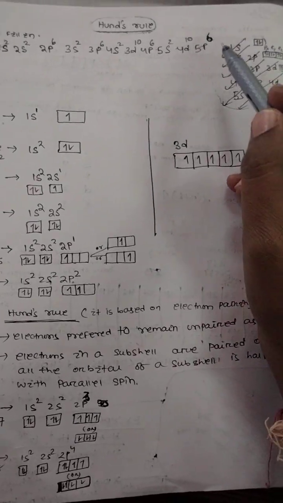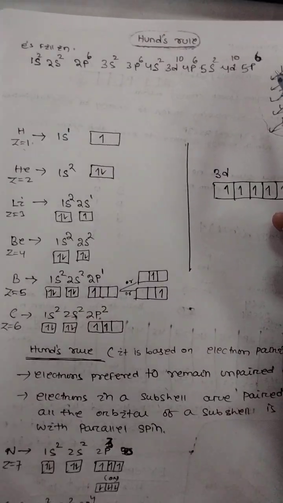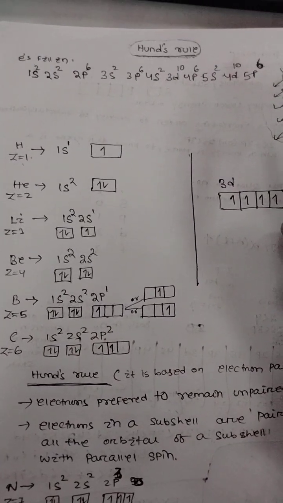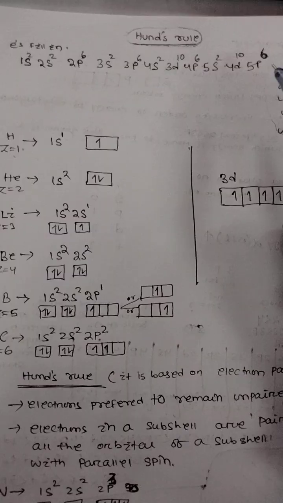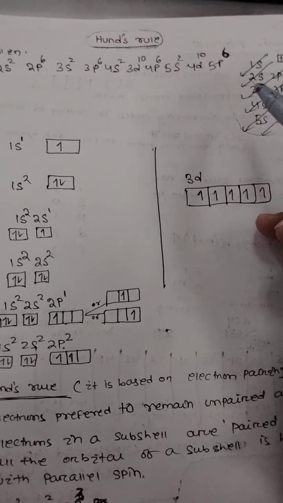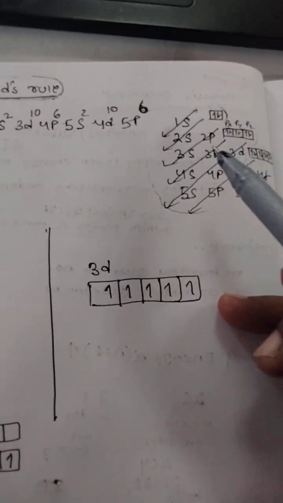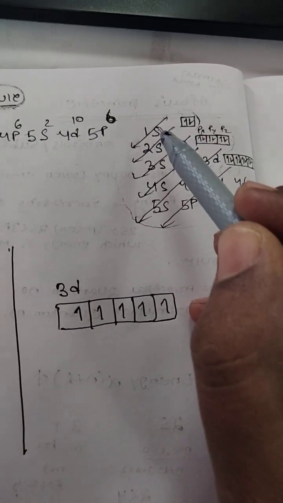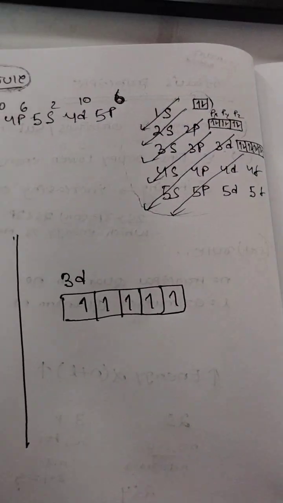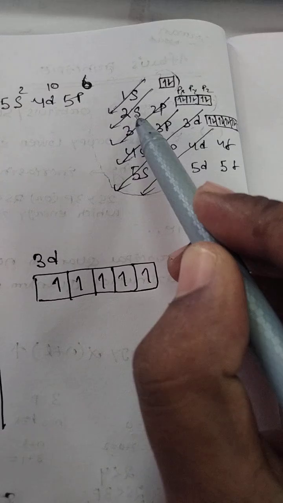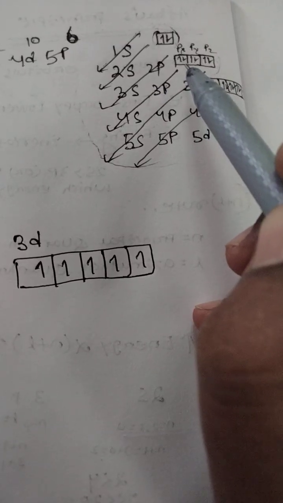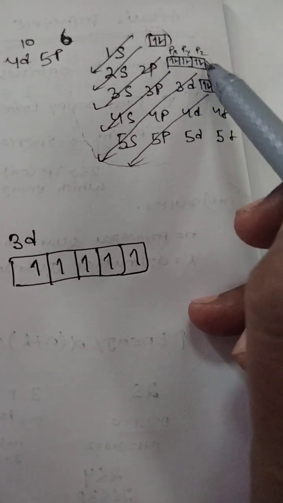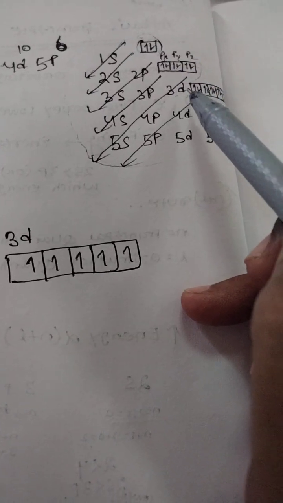Hello everyone. Today we are going to discuss the rules of electronic transitions, or the filling of electrons in the s, p, d, f states. In the previous class we studied how electrons fill in the s state, then the p state. In the s state two electrons are filled, but in the p state there are three orbitals: px, py, pz. Similarly, in the d state there are five orbitals.